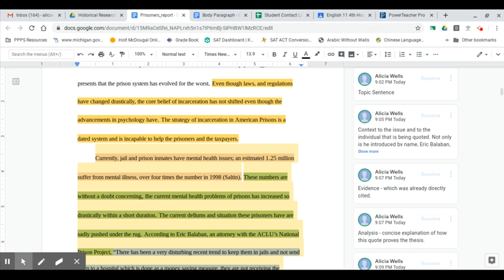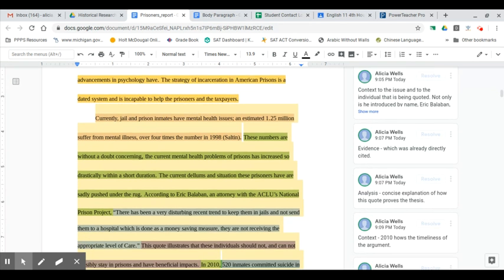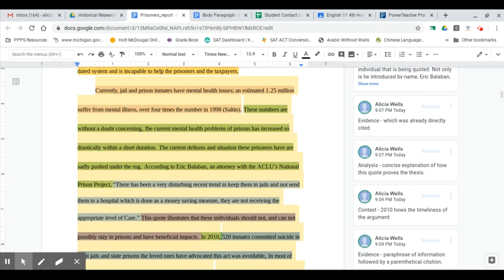The strategy of incarceration in American prisons is a dated system and is incapable of helping the prisoners and the taxpayers." So there's three things actually being covered in this thesis, and it has to do with psychology and the inability to help prisoners and taxpayers. So three things. So since psychology is listed first in the thesis, that means organizationally, the first paragraph should cover psychology, which it does.